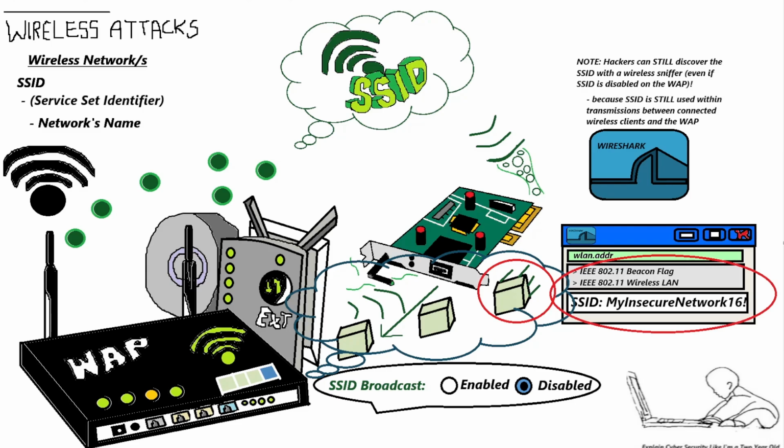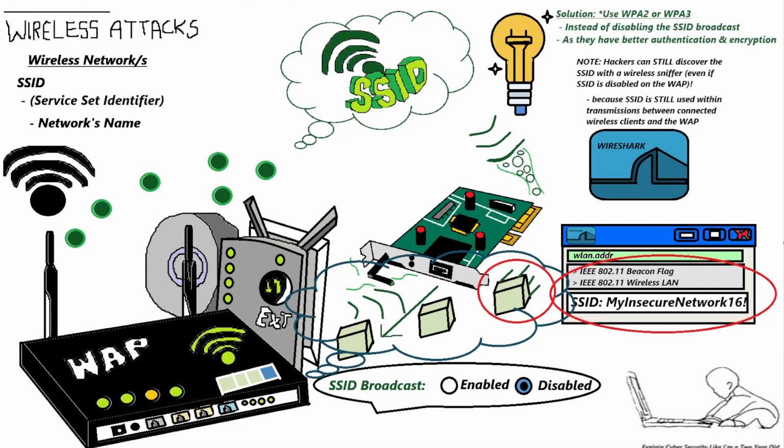Now, a bonus exam tip: hiding the SSID is counterproductive in that it is security through obscurity, meaning the SSID is not truly disabled, it's rather hidden, although it's not really hidden either. Ultimately, the best way to secure a wireless network is to use WPA2 or WPA3.